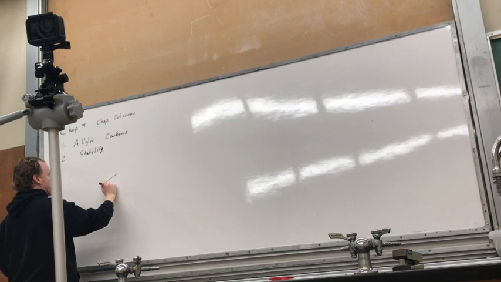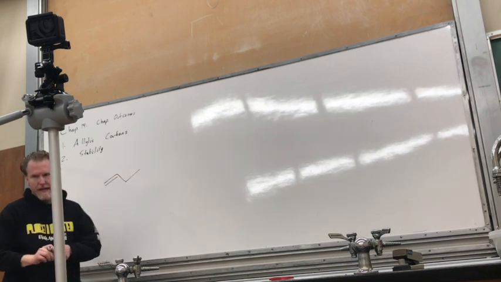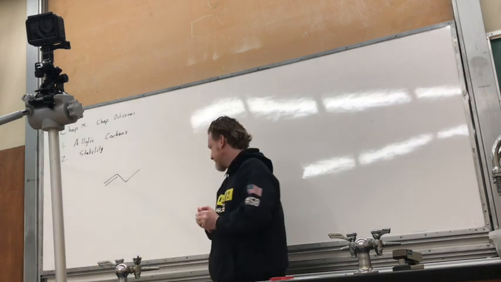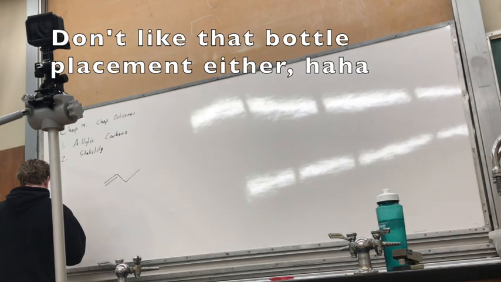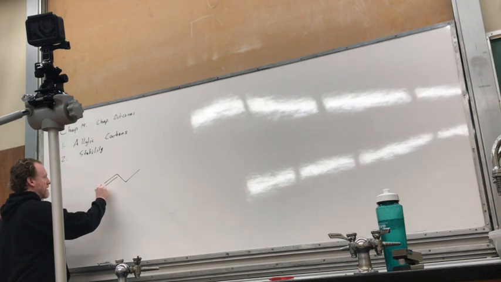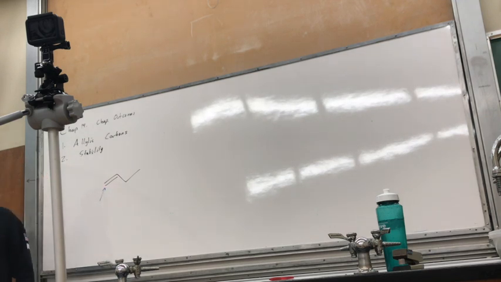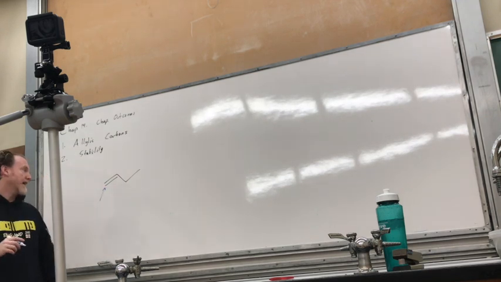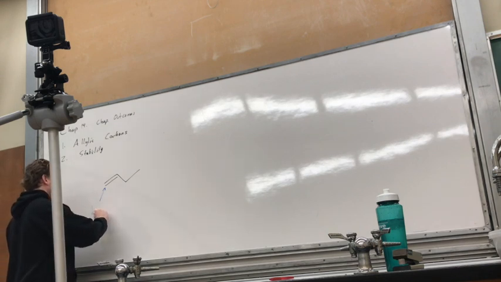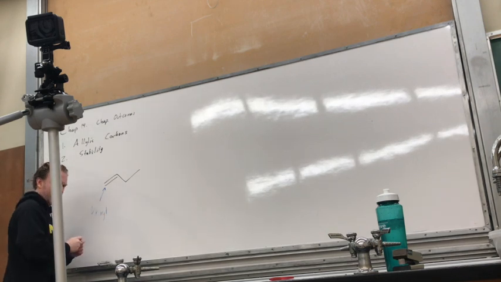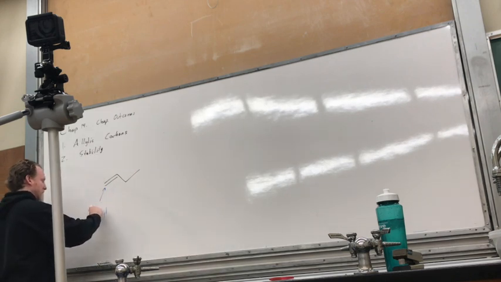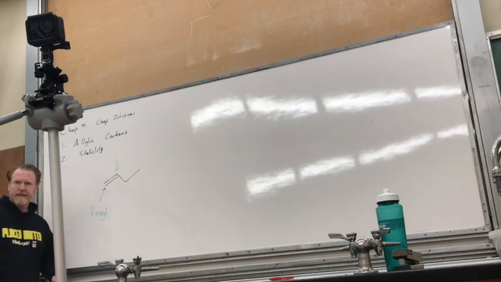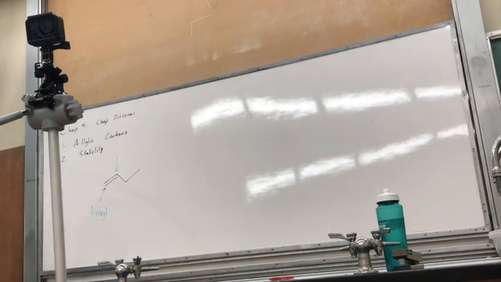Okay, so here we go. Here's an alkene. That carbon right there, the one that's part of the alkene, is called a vinyl carbon. Great. And then this one, what would you guess it's called? Vinyl as well.